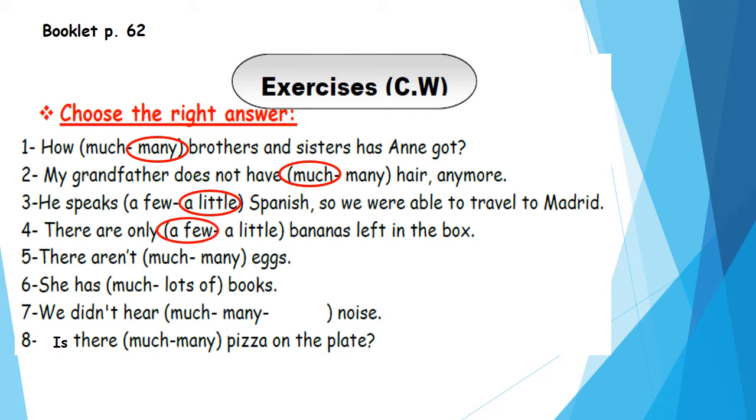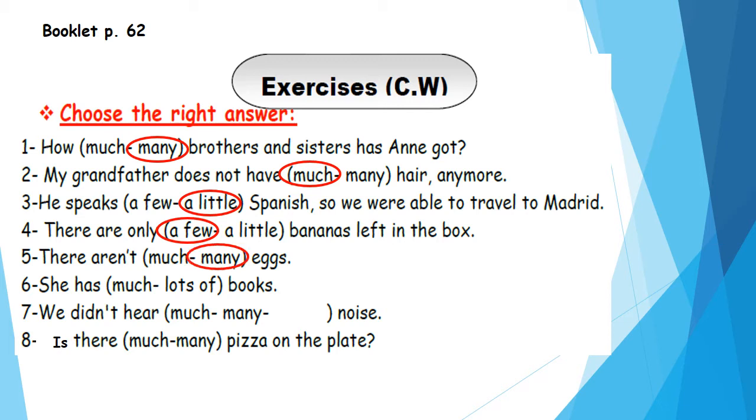Number 5. There aren't many eggs. Yes, we use much with uncountable nouns and many with plural countable nouns. Here eggs, can we count them? Yes, we can count. They are countable and they have a plural form. So we'll use what? Super, many.